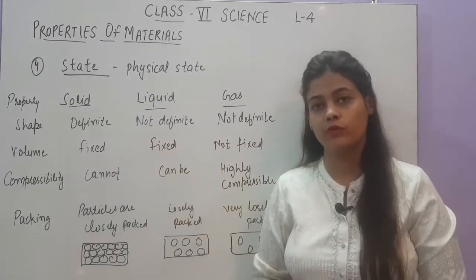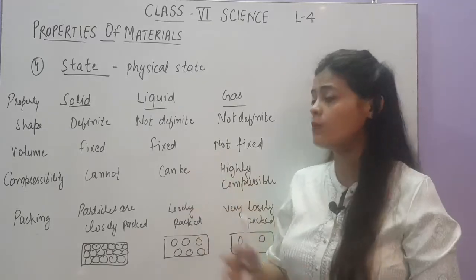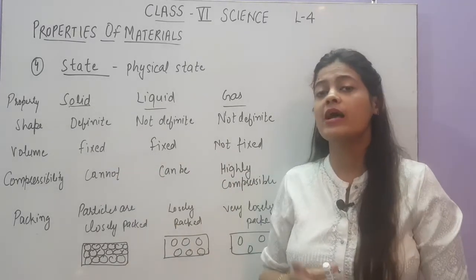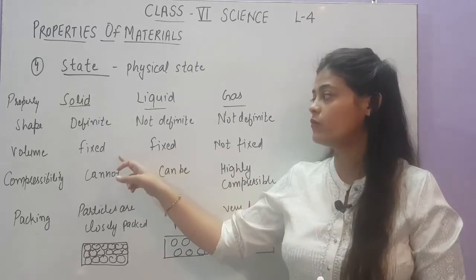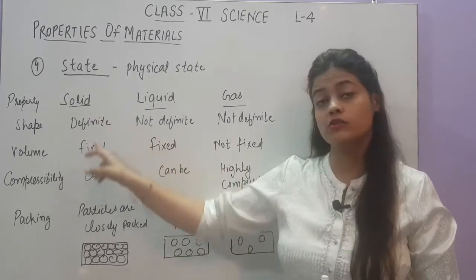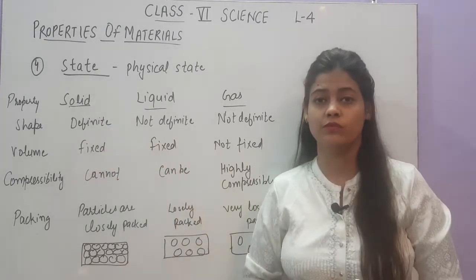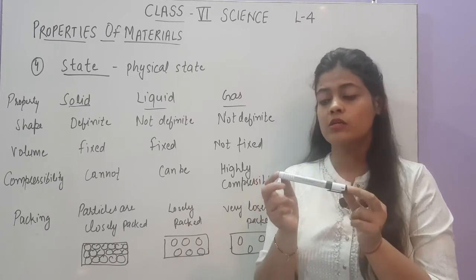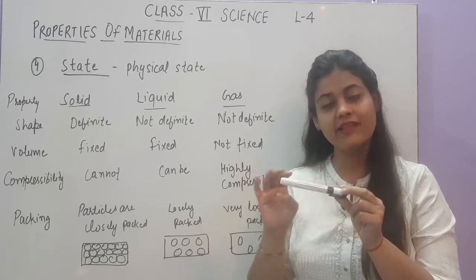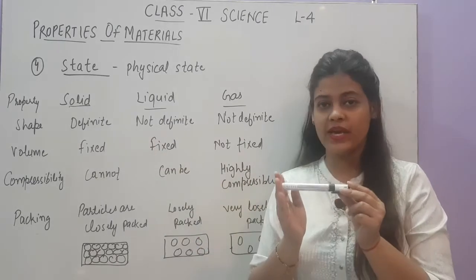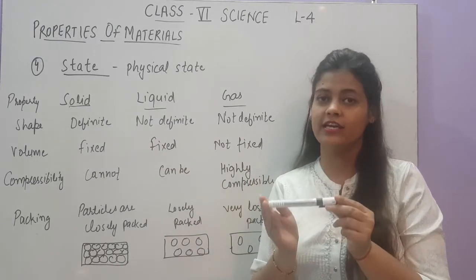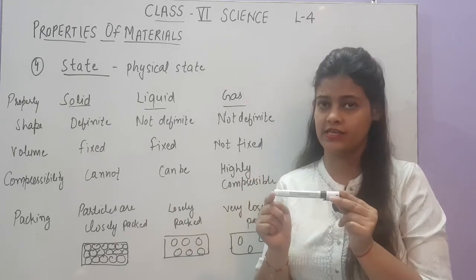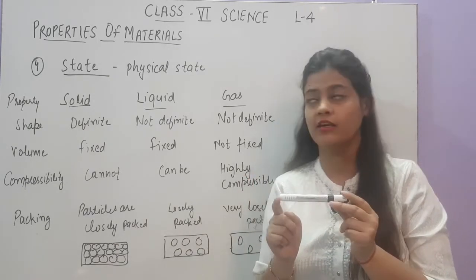Next is volume. Volume means how much space they are occupying. For example, if this marker is there, I am keeping it in the air. So the space taken by it in the air is fixed. तो जितना space ये air में ले रहा है marker, उतना ही ये fix है. इसको हम change नहीं कर सकते.